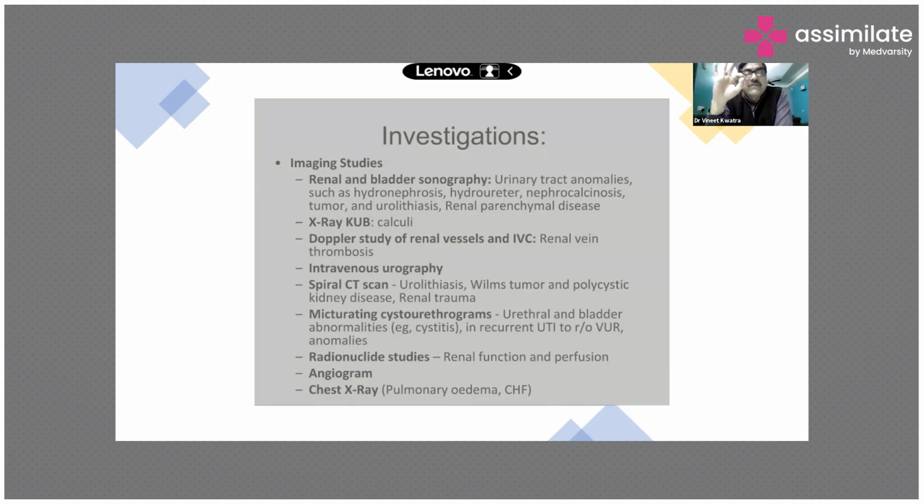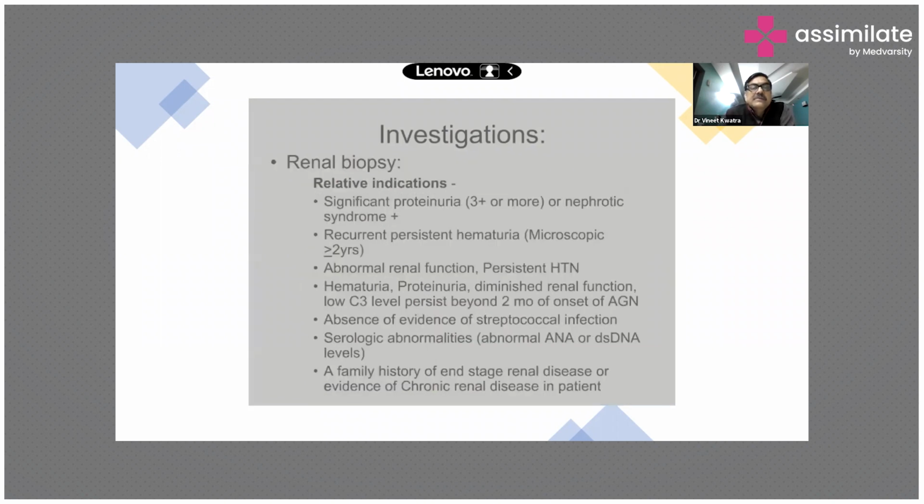Then we go with the intravenous urography. Then I would preferably go with the micturating cystourethrogram to rule out any urethral or bladder abnormalities in cases of urethritis or UTIs or vesicoureteric refluxes. And finally, I would go with radionuclide studies to know the renal functions and perfusion, whether the renal functioning is okay or not, whether the child is having any other features of Alport syndrome or anything else. Then go with angiogram and chest X-rays to rule out any other causes.